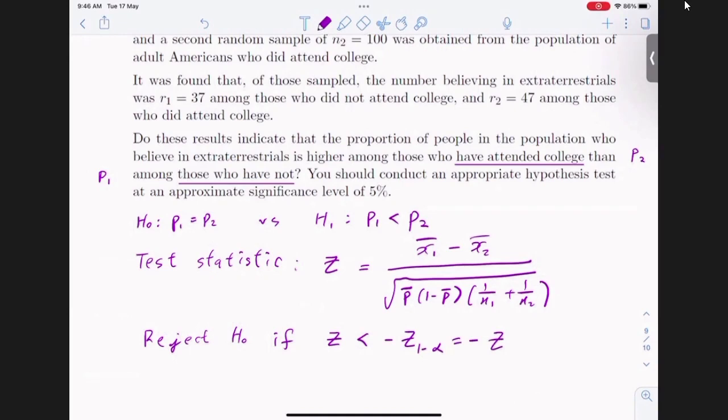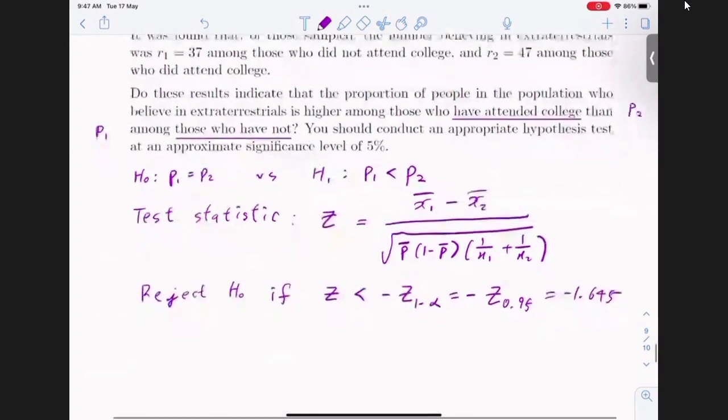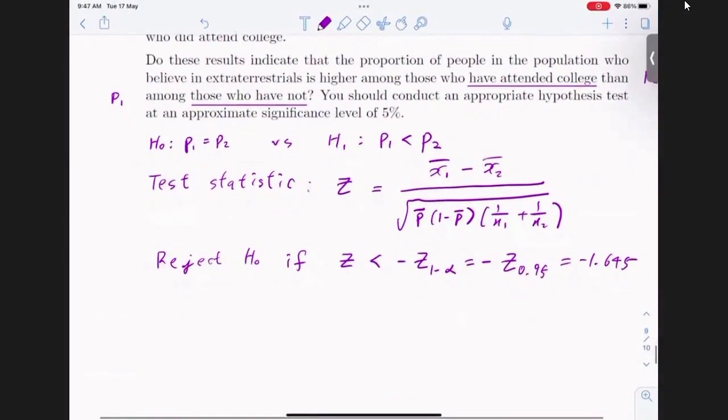Now this time, since we are doing a one-sided test, we don't need to allocate alpha to both sides of the distribution. So we don't need to divide alpha by 2. For 5% significance level, this is 0.95. So we reject the null hypothesis if Z is smaller than minus 1.645. Now notice that this time we are not using the magnitude of Z because we are not doing a two-sided test. So the rest will be routine calculation.